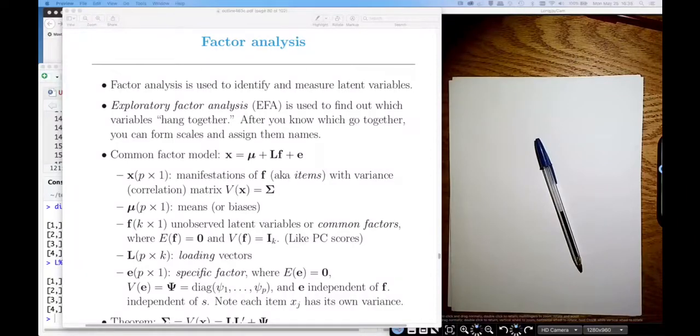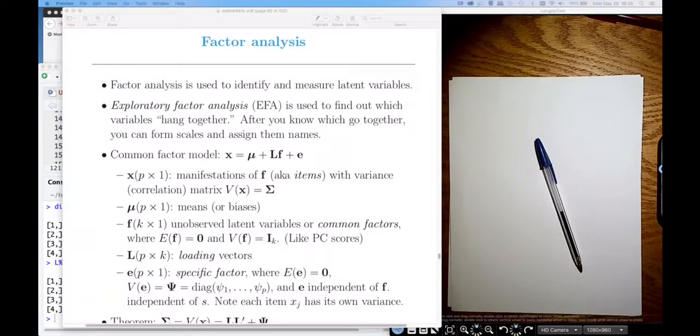Welcome back. The goal of this video is to give you an introduction to the common factor model. And let me just stress, this is only an introduction. Factor analysis is a vast topic with large books written about it, and I'm just going to give you the first introduction to it.